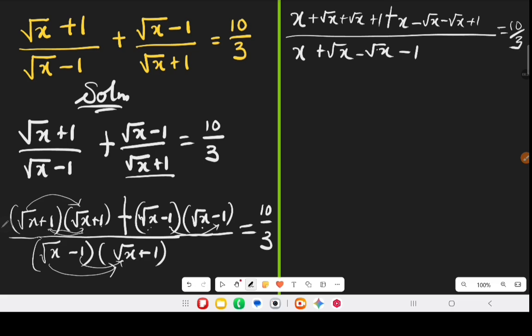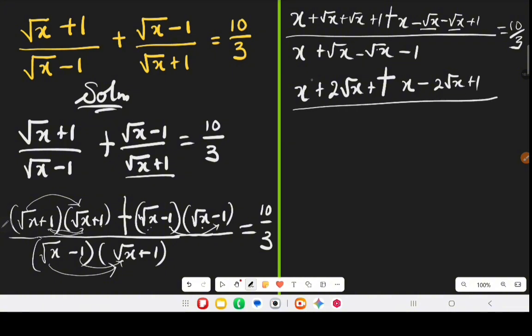Now, let's collect the like terms. We have x, which is this first x. Now we have root x, which we change, plus 2 root x plus 1, plus, then here we have x minus root x, we change to minus 2 root x, then plus 1, all over x plus root x, we cancel minus root x, left with minus 1, equal to 10 all over 3.